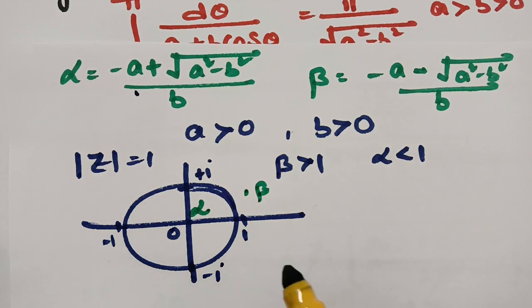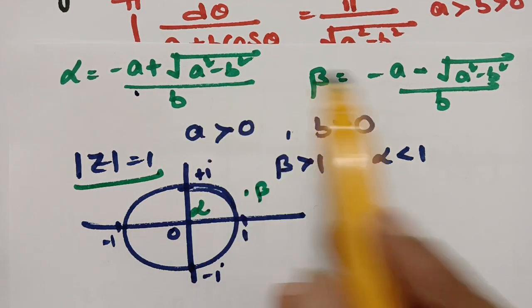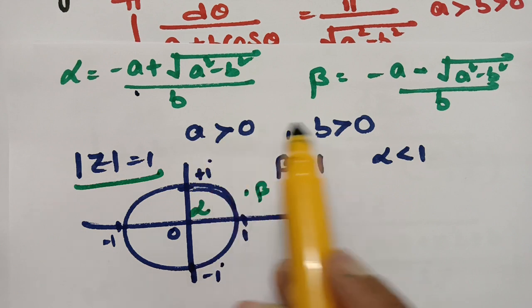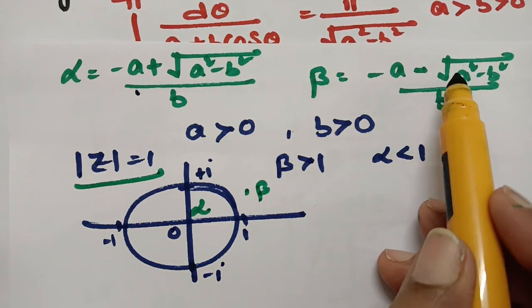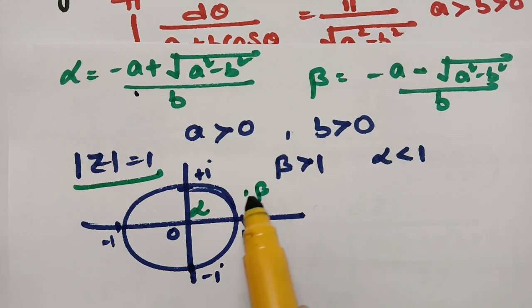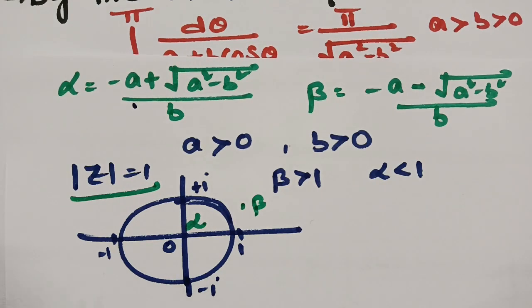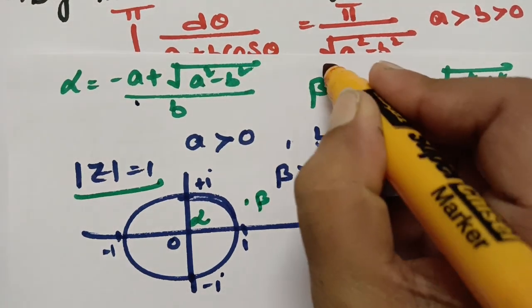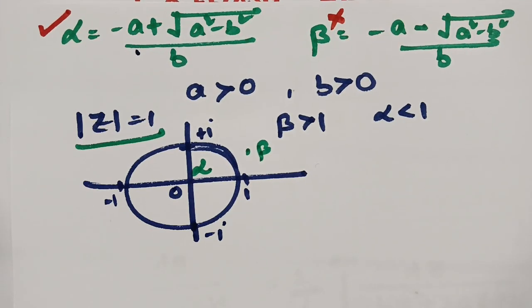Within the circle C, the circle here is |z| = 1, with unit radius and center 0. So this is the unit circle. Alpha and beta are both greater than 0, and the beta value is clearly greater than 1, therefore it is outside the unit circle. So there is no need of finding the residue for beta as it is an outside pole, and therefore we have to find the pole at point alpha.